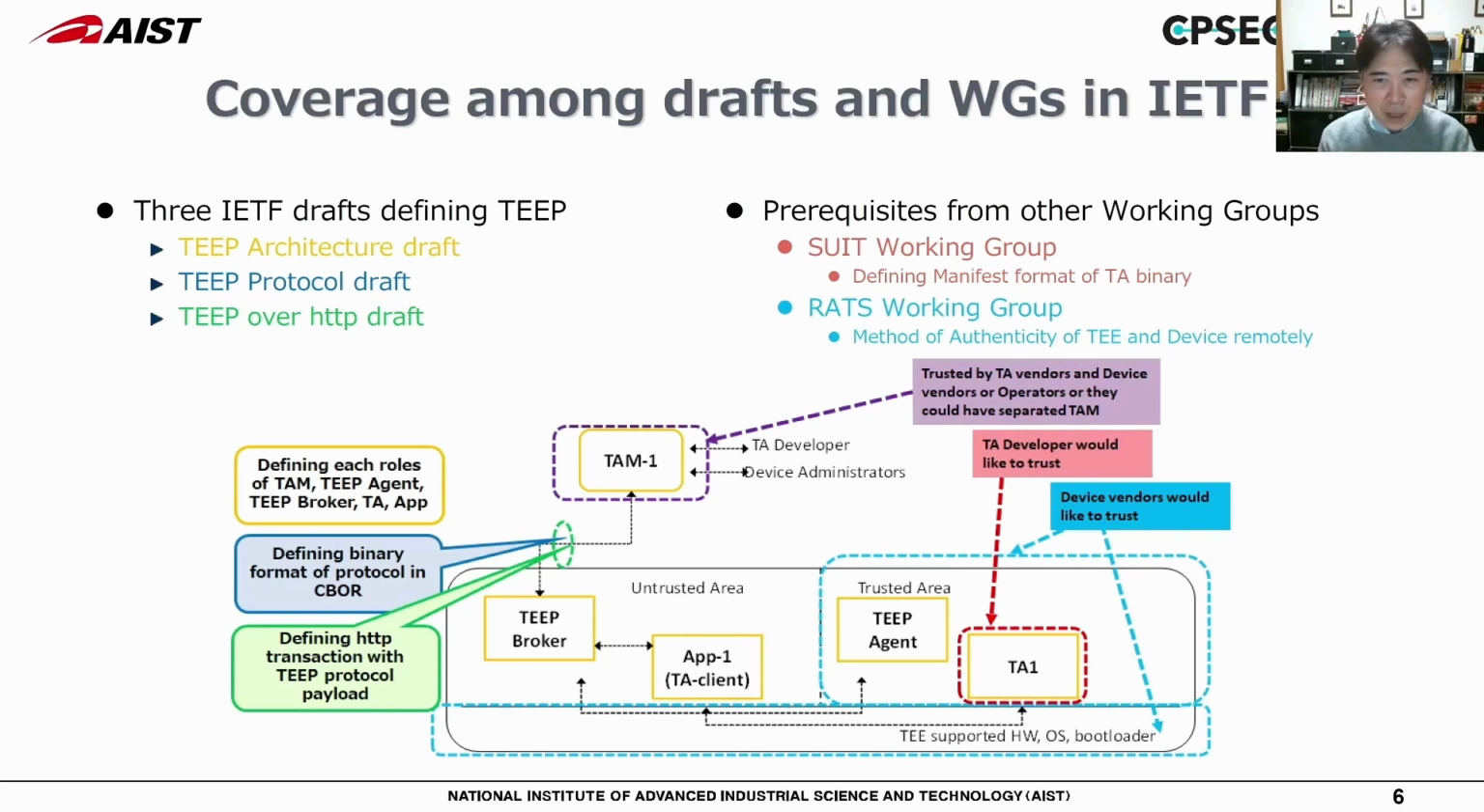In the area of SUIT, the SUIT manifest defines what the TA is, for example class ID, device ID, versions, what kind of TE it requires, and so on. And the RATS working group is about how to remotely trust the device and also the TE area, called the trusted area in this chart, remotely from the server. That's what the RATS working group is defining. And it's all going to be put together in the future.